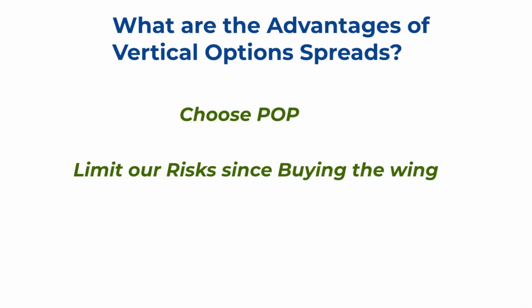Another advantage of selling vertical spreads is that we limit our risk. Since we are buying the further out of the money option, no matter how far beyond the short strike the stock price moves, we have capped our max loss.